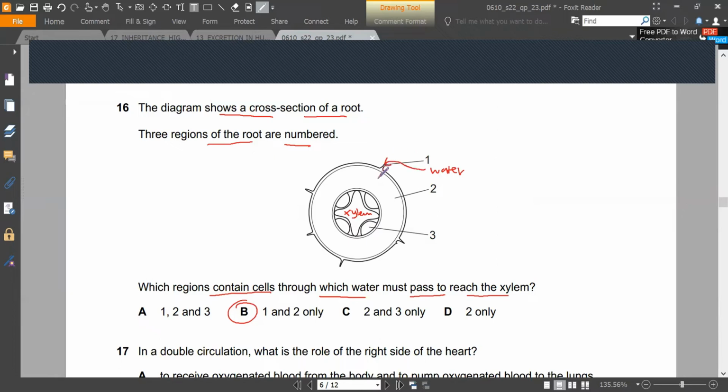and then into the tissues, and then into the xylem. So it does not need to pass through this one. This is the phloem. Phloem is for transport of sugar, so the water does not need to pass through the phloem.